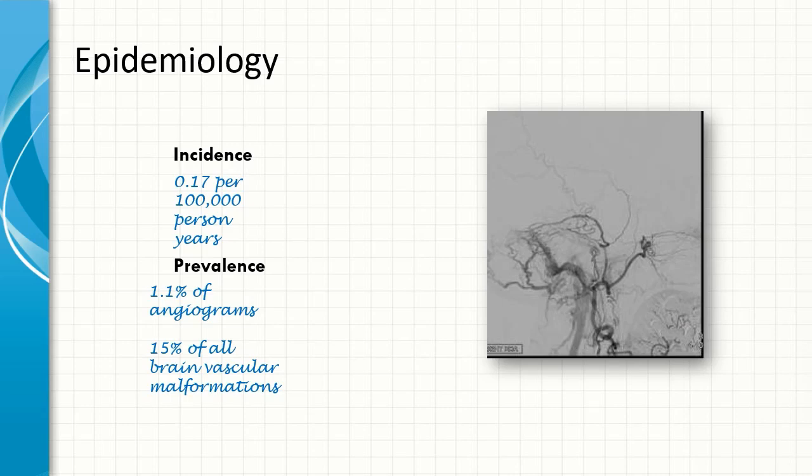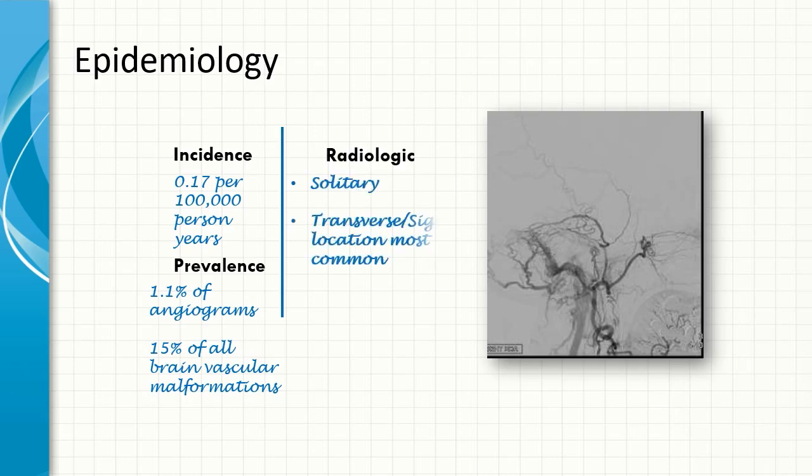The incidence and prevalence of dural AV fistula is difficult to define since the diagnosis often requires cerebral angiography, which is an uncommon test. Dural AV fistulas are found in about 1% of angiogram studies in large series and about 15% of all vascular malformations. They are typically solitary, but multiple have been described, and the transverse sigmoid location, as noted here, is the most common.